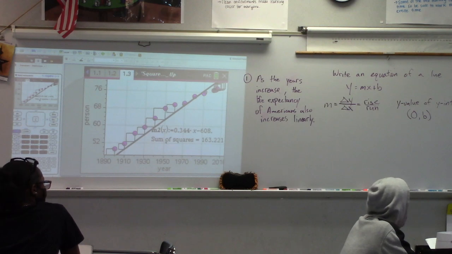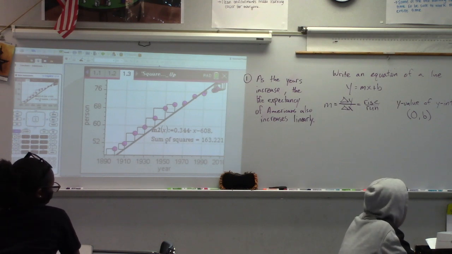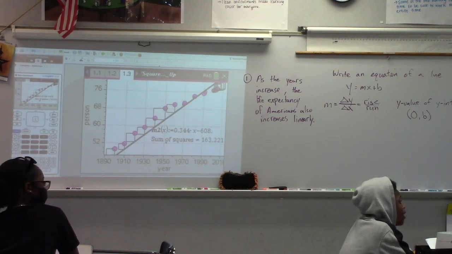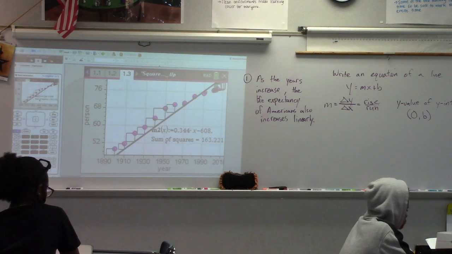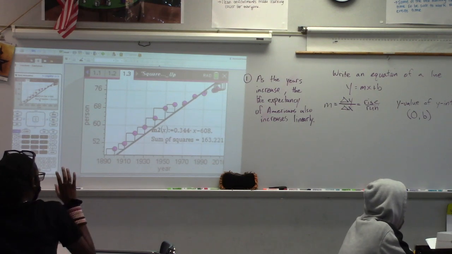Sorry, what was the name of the line when we added it in? What was the button we clicked in the calculator to add the line? It's called a movable line, which means we should be able to do what to that line?